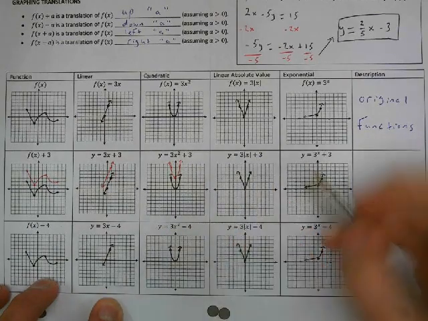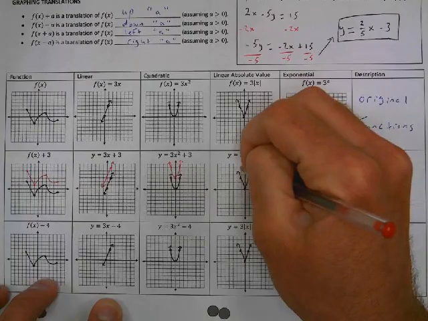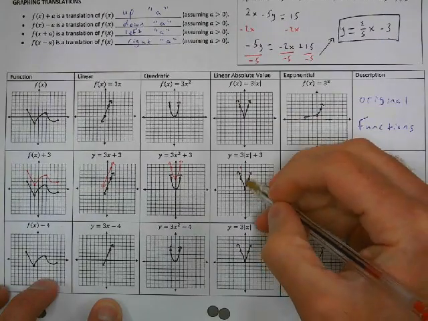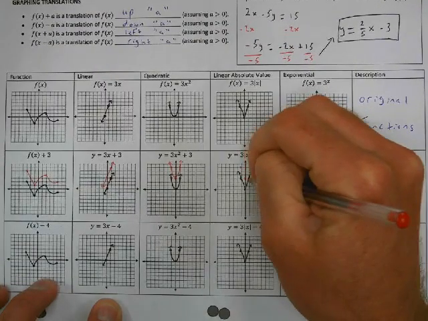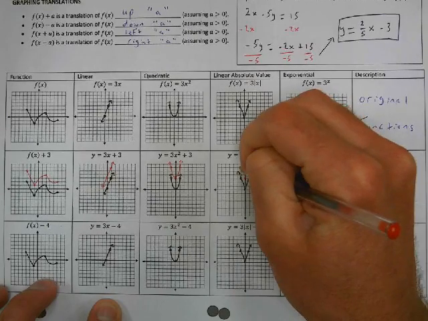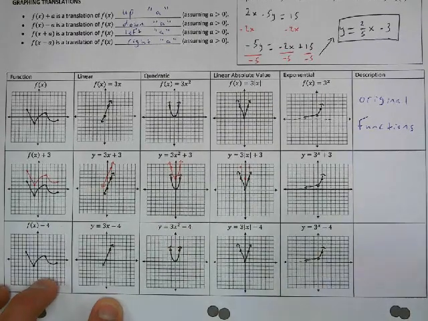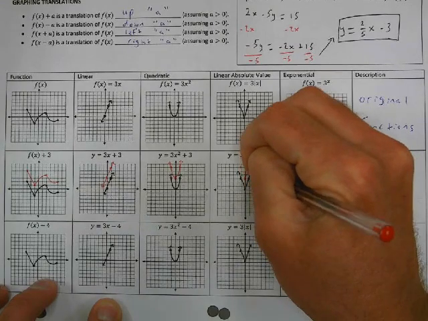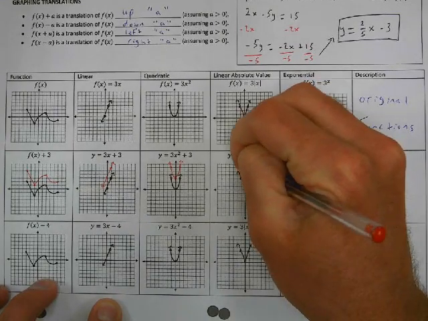Same thing here, this graph. Move each point up 3, up 3, and up 3. And then once you have those points shifted, then you can draw your new absolute value function.